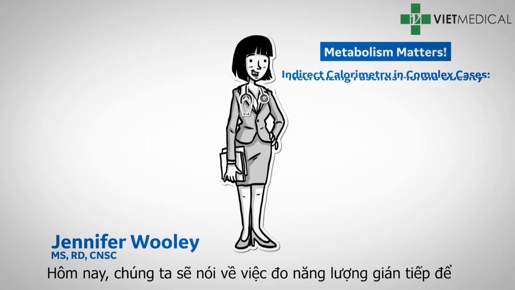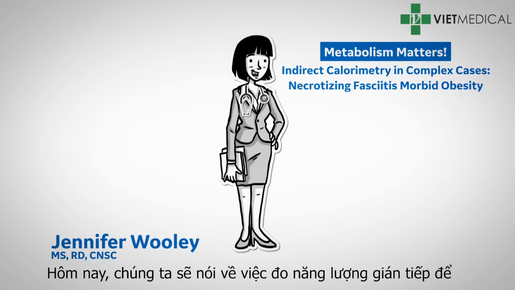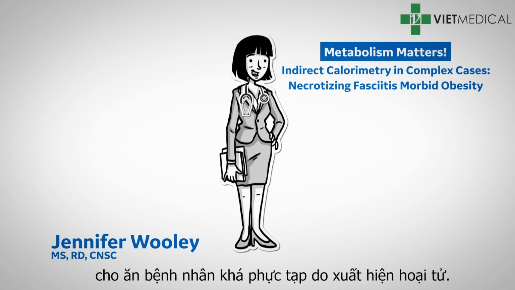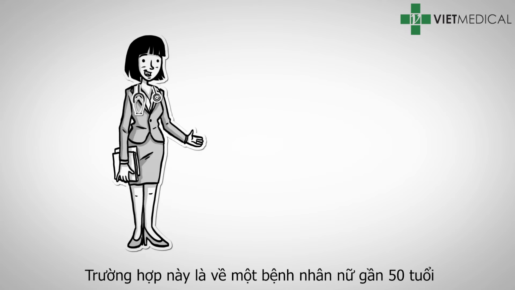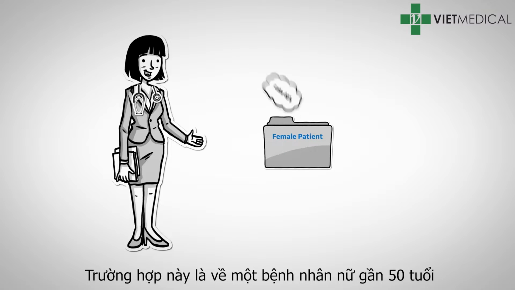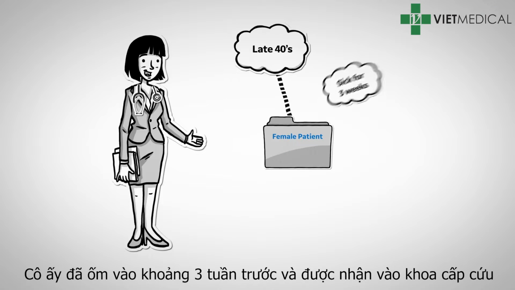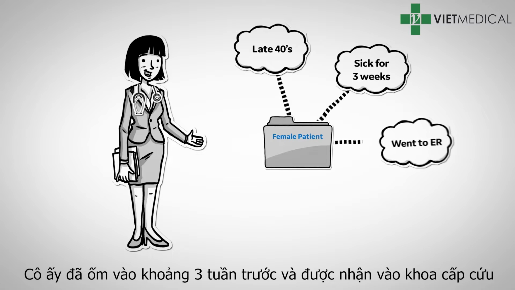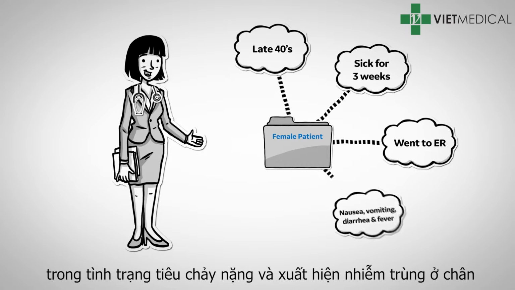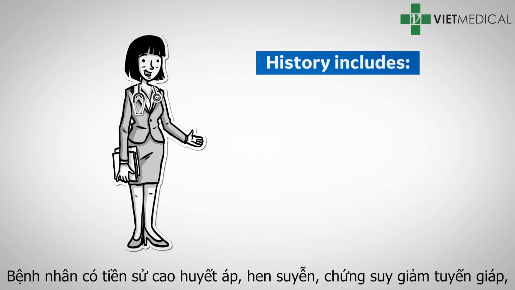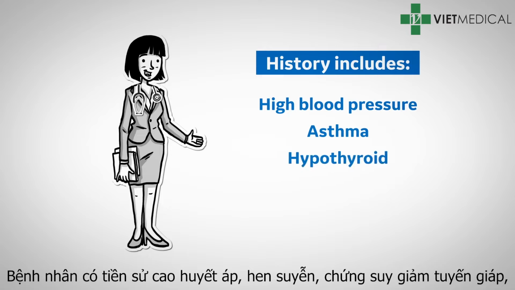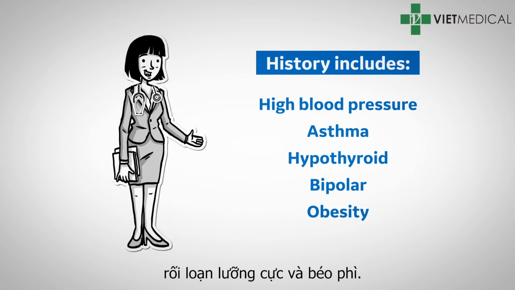Today we'll be taking a look at using indirect calorimetry to feed a patient with a number of ailments, made even more complicated because of necrotizing fasciitis. This case involves a female patient in her late 40s. She had been sick for 3 weeks and was admitted to the emergency department with bad diarrhea and cellulitic changes of the leg. The patient's history included high blood pressure, asthma, hypothyroidism, bipolar disorder, and obesity.